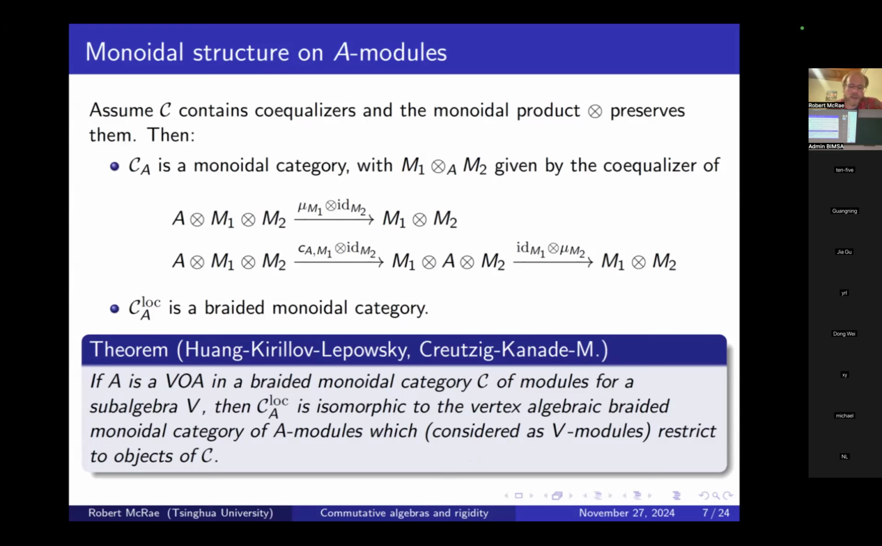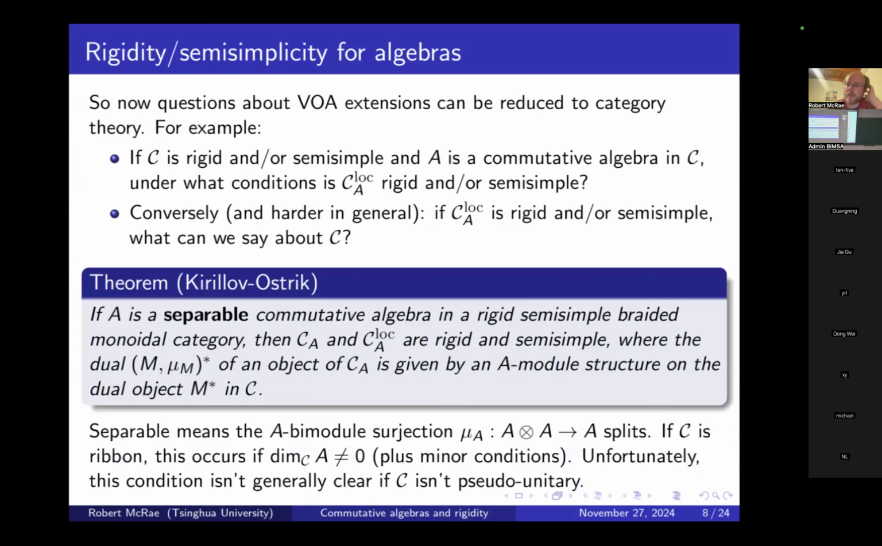So I believe this original paper of Huang, Kirillov, and Lepowsky showed that this category C_A loc is isomorphic to the category of A modules, where you consider A as a VOA. And then with Thomas Creutzig and Shashank Kanade, I proved that the braided monoidal structures also correspond under this isomorphism of categories. So essentially, you can completely translate a lot of questions about VOAs to just general questions about commutative algebras and braided monoidal categories.